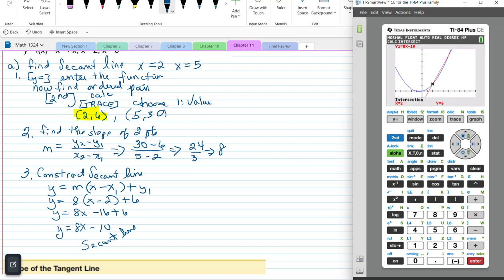I'm going to do it again. And this time I'm going to go to 5. As close as I can. There's 5. Enter, enter, enter. So I get the 30. 5 and 30. So the line goes through 2 points on the graph.